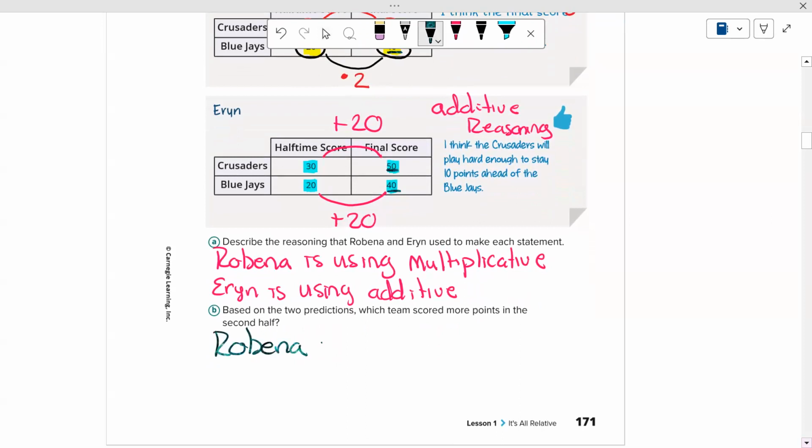Robena, or Robania, is using, based on two predictions, which team scored more points second half? Robania. Robania Crusaders scored more points.